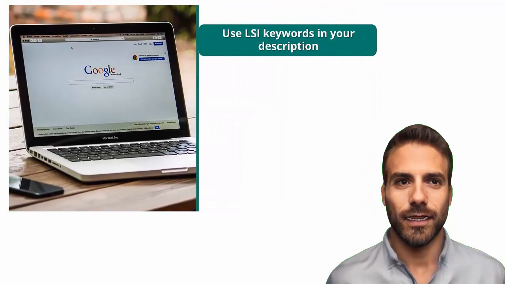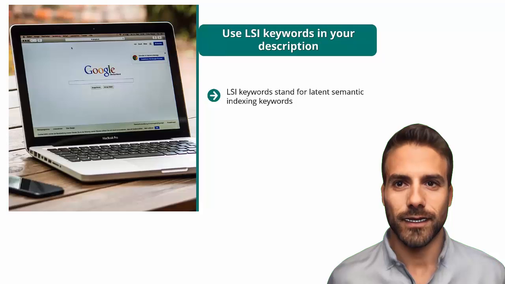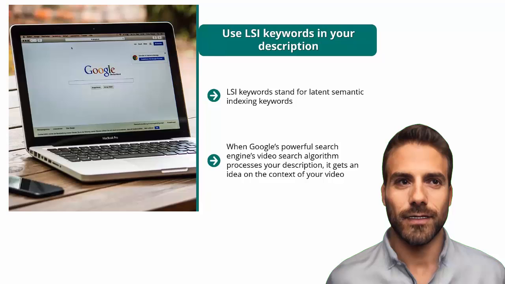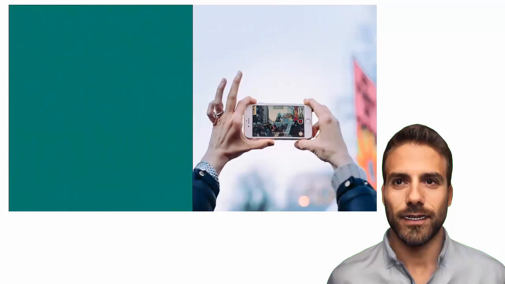Use LSI keywords in your description. LSI keywords stand for Latent Semantic Indexing Keywords. These are keywords that are thematically related to your target keyword. So, when you find the most related keywords to your target keyword and you put them in a description that makes grammatical sense and flows naturally, you're creating context. When Google's powerful search engine's video search algorithm processes your description, it gets an idea of the context of your video. It's not just some random video that popped up. It has a specific context.